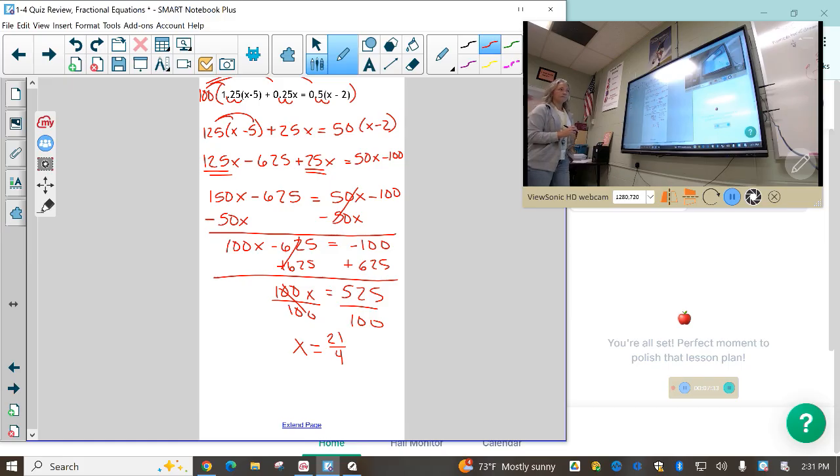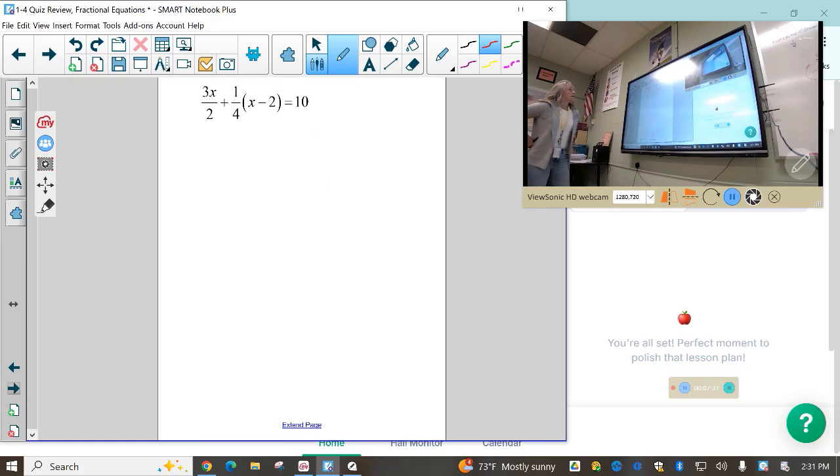that one. Okay, let's try another one. All right, so this one, do I want to distribute before I get rid of the fractions? Well, since I don't have any fractions on the inside of my parentheses, I don't want to distribute this one. I want to go ahead and keep it like that and then get rid of the fractions. I have my least common multiple of 4 and 2 is 4, so I'm going to go ahead and multiply this entire equation by 4.